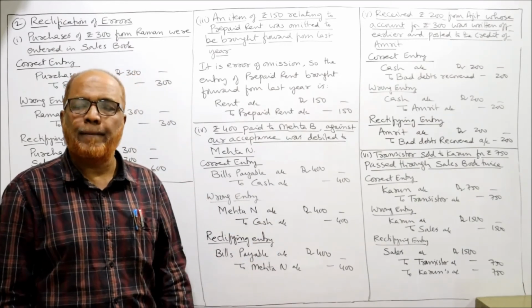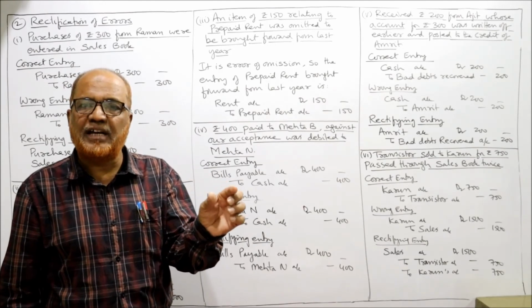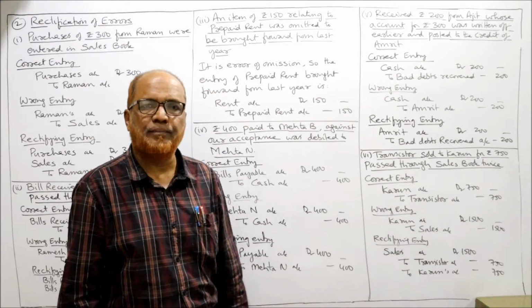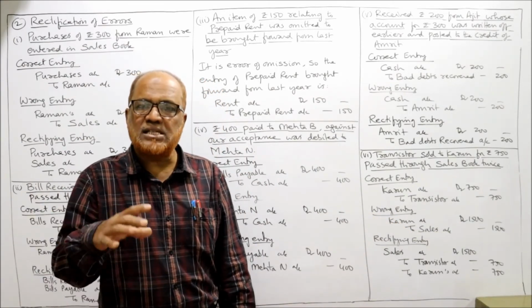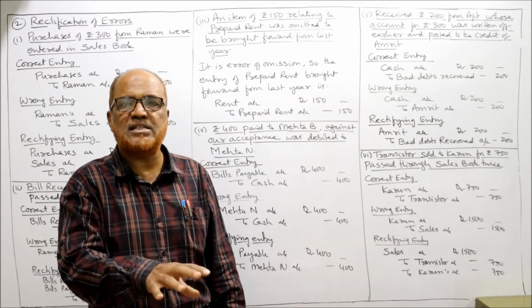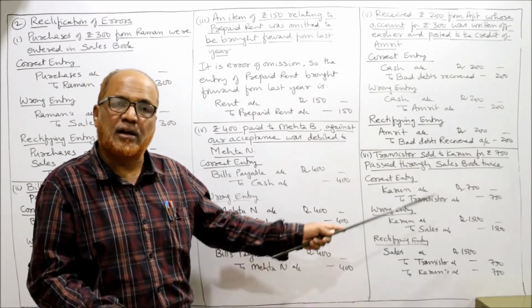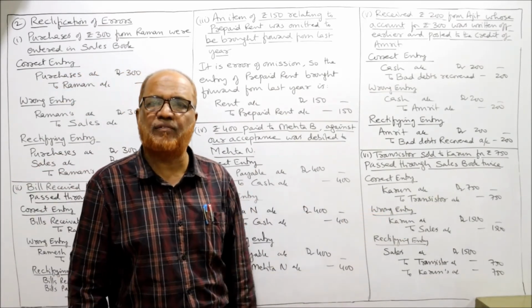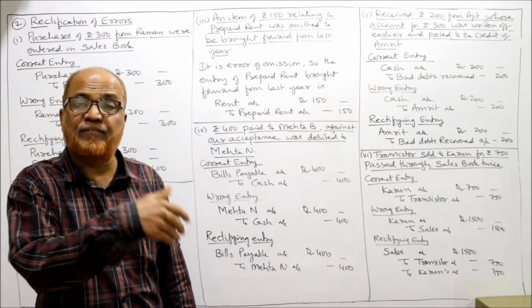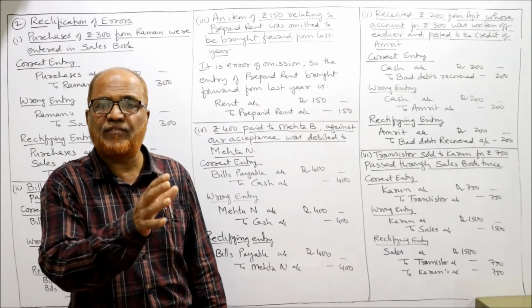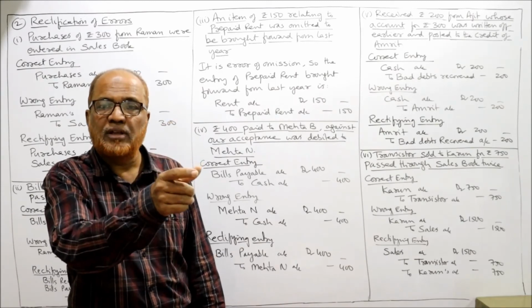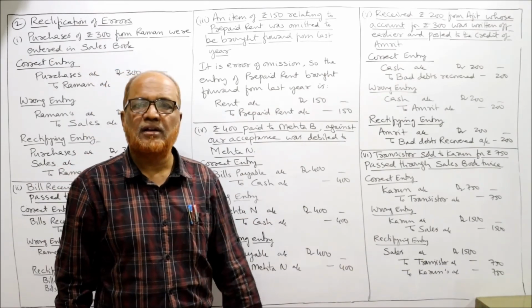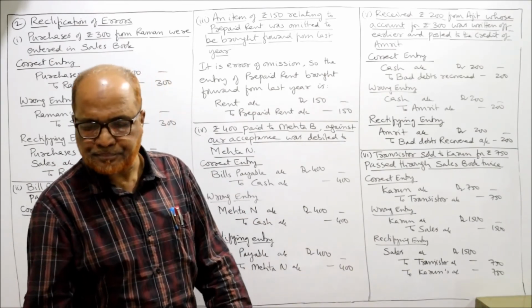So the rectifying entry will be sales account debit 1500, because by mistake sales was credited by 1500. Now we debit it, so sales account is cleared. Now transistor account should have been credited by 750, but we have not credited it earlier. Now we credit. Karun's account should have been debited by 750, but by mistake we have debited 1500. So we have to remove 750 from the debit side. How to remove that 750? We take it on the credit side. So to Karun's account 750. This is the end of problem number 2.